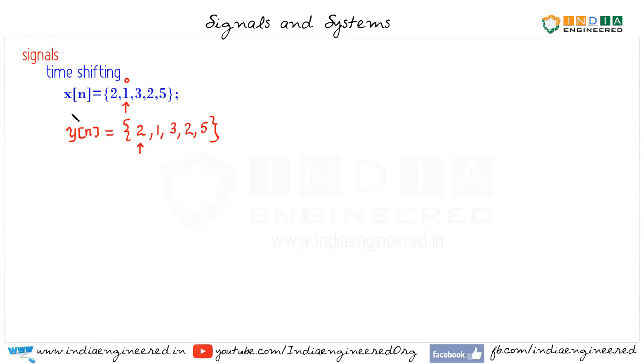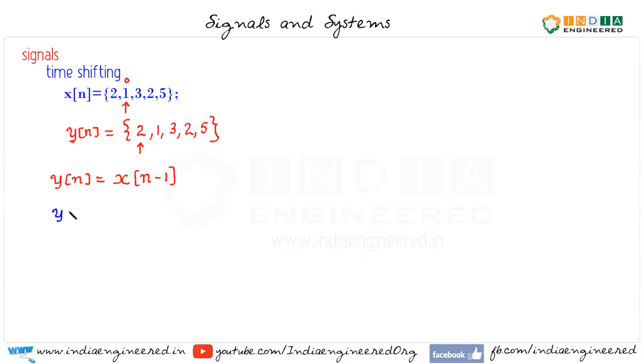Now the question is, what is the relationship between x of n and y of n? Now if you observe these two signals, that is y of n and x of n, we can get y of n by delaying x of n by 1. That is, y of n is equal to x of n minus 1. Now let's quickly verify this.